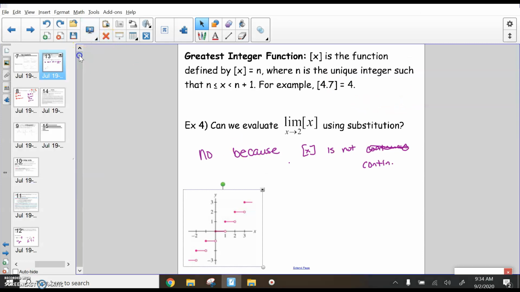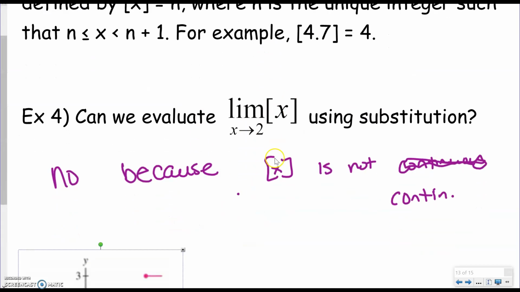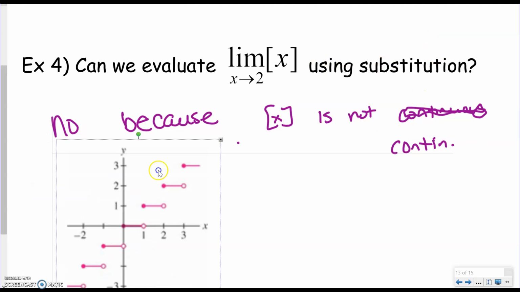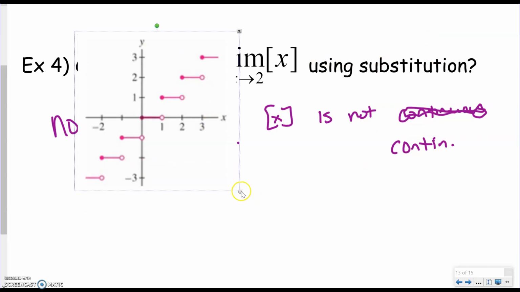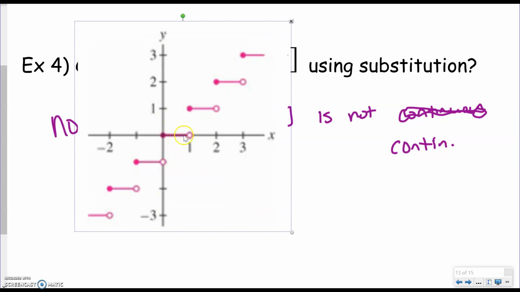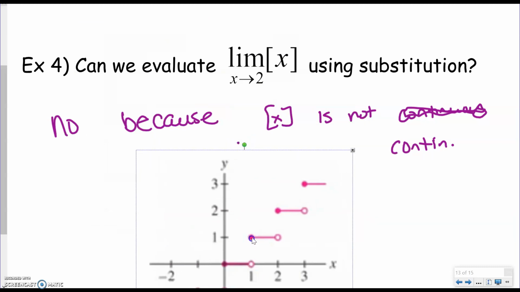So when I look at this problem, because there's a jump in the graph, my answer is that we cannot use substitution because the function is not continuous. And I'm going to put this graph up here so you can see what the graph looks like. Okay, so when I say 1.5 is going to be 1, if I take 1.5 for my x and plug it in, I end up having 1 consistently. So at 2, you'll notice there's a jump discontinuity there. Okay, so we can't use that method. And that's it.